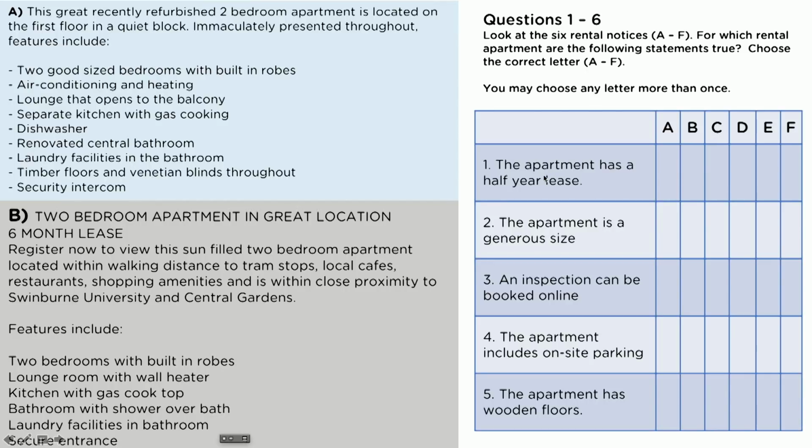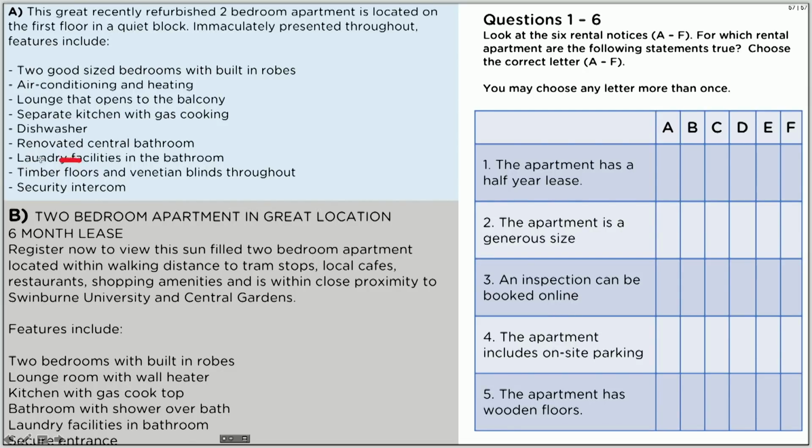Then you go here and you say, okay, did it mention anything about a half-year lease? No. Did it mention anything about the apartment being a generous size? No. Did it mention anything about an inspection that can be booked online? No. Did it mention anything about on-site car parking? No. Did it mention anything about wooden floors? Well, it certainly says here, timber floors. Here it says the apartment has wooden floors. So for A, I would have put across here.